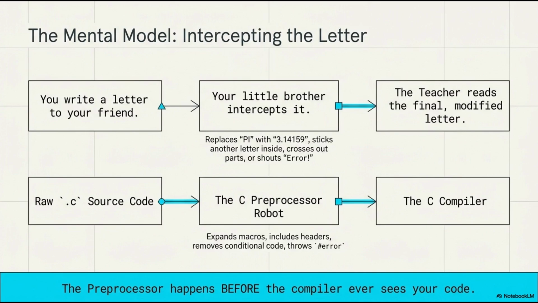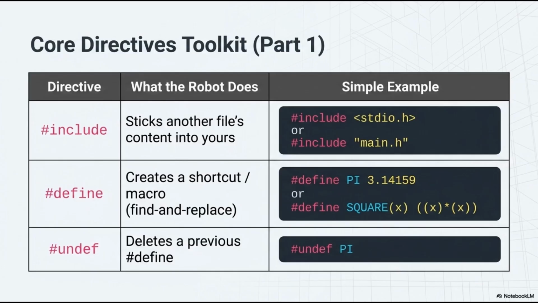Moving on to Section 2, the Core Directives Toolkit. So, how exactly do we boss this robot around? We use specific tools called directives. You'll always spot them because they start with a hashtag. Think of them as direct commands for the robot. Like #include just tells the robot to go find another file and stick its entire content right into yours. #define tells the robot to create a shortcut. It's a strict find and replace macro, like telling it to replace pi with 3.14159 everywhere in your text.